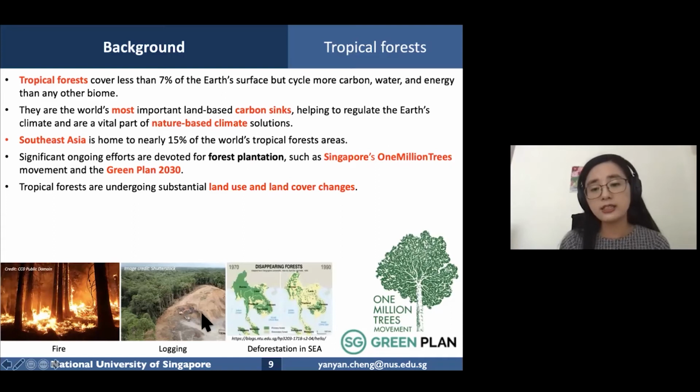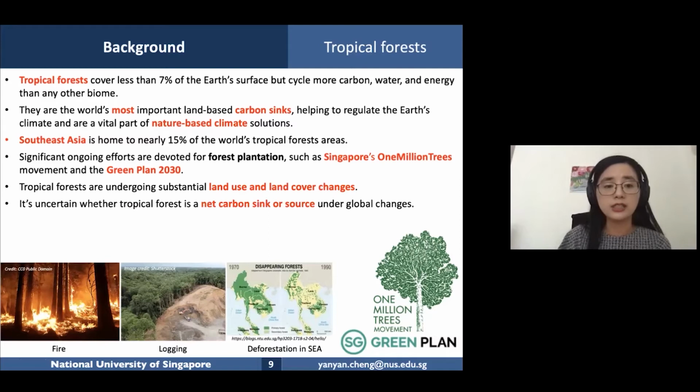And here is a figure showing the deforestation situation in Southeast Asia between 2 decades. Here, the green color means the coverage of the tropical forest. So when we compare these two figures, we can see lots of forest has disappeared in Southeast Asia. This makes it very uncertain and debatable whether currently the tropical forest is still a net carbon sink, or actually has become a net carbon source under all these kinds of global changes.